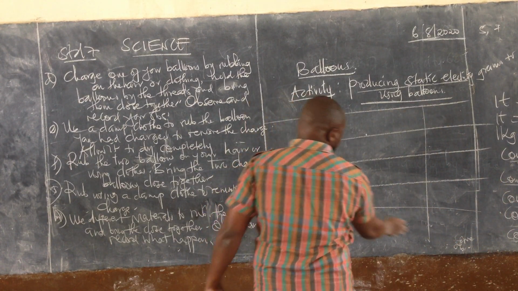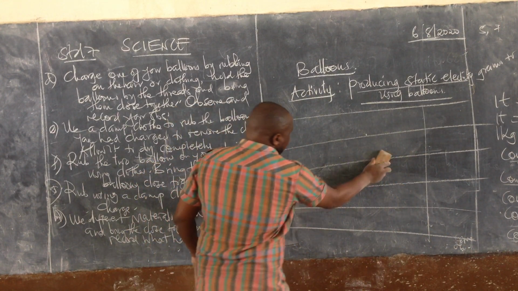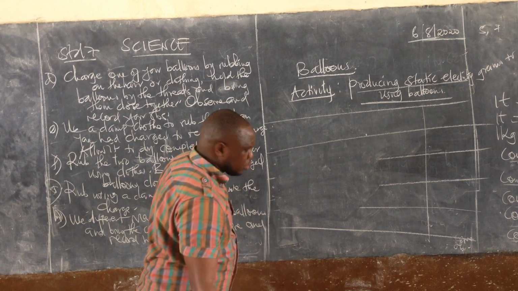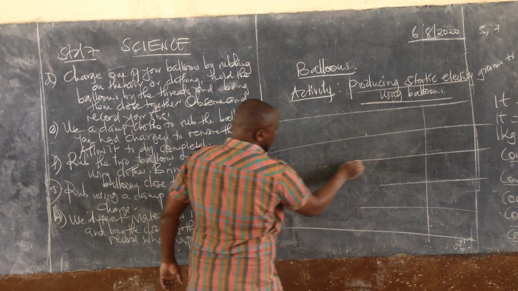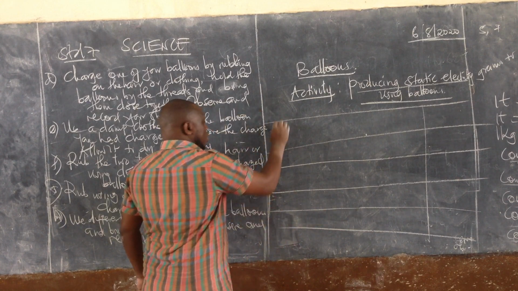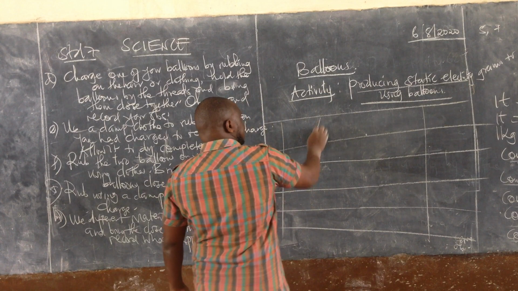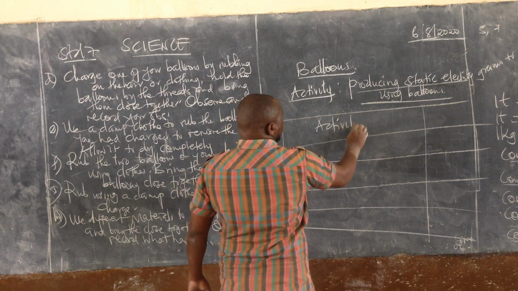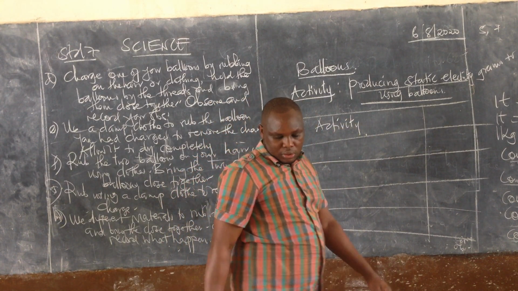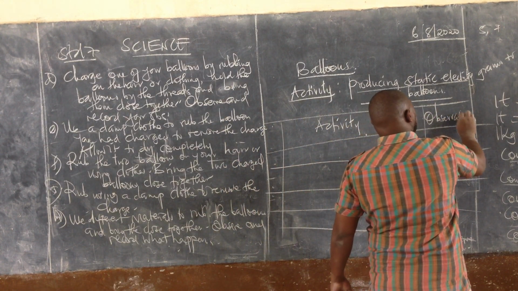1, 2, 3, 4, and lastly 5. That table is going to summarize exactly what we are doing. Now I'll just take you through what we have done, the procedures. That is the activity, and then the observation.